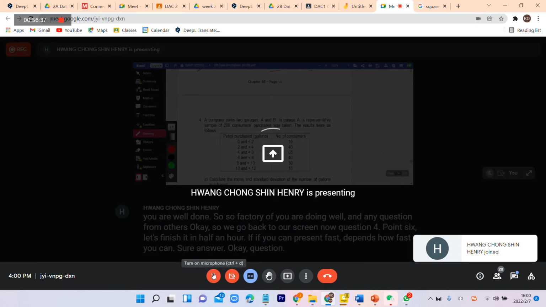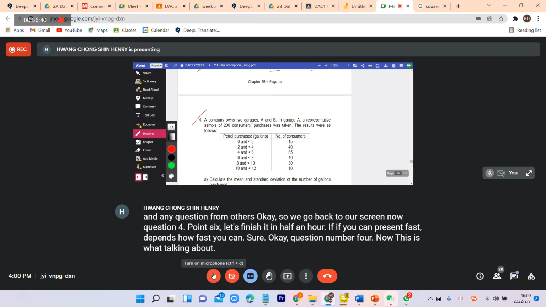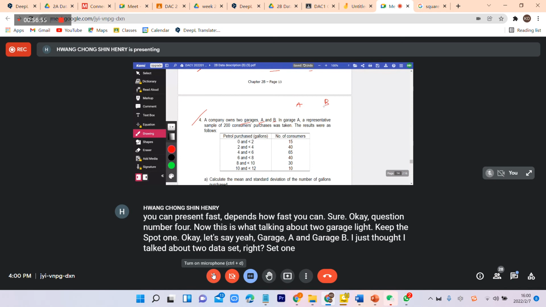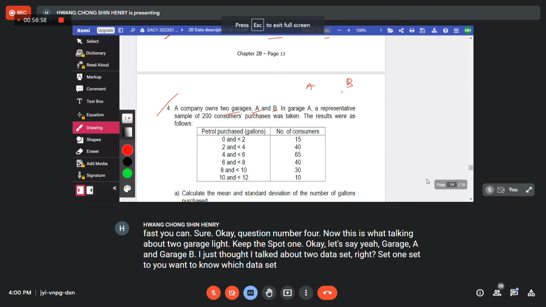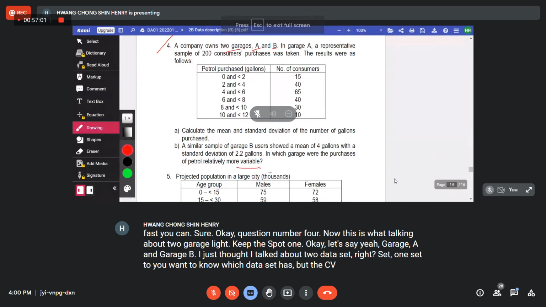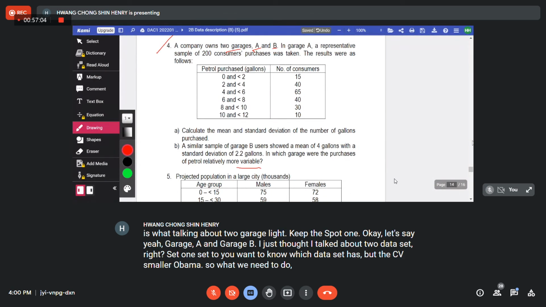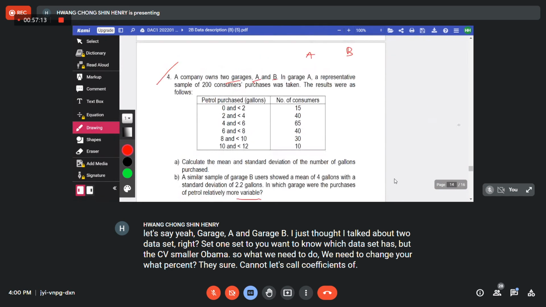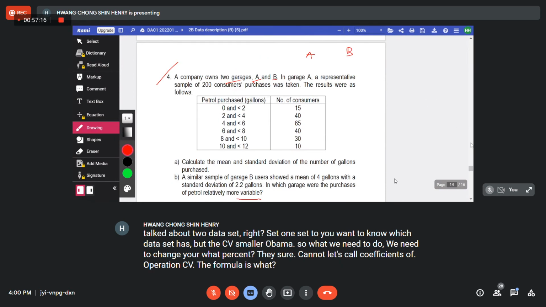Okay. Question number 4. Now, this is talking about 2 garages. Let's say you have garage A and garage B. Like just now I talked about 2 data sets, right? Set 1, set 2. You want to know which data set has better CV, more variable. So what we need to do? We need to change to percentage. That's called coefficient of variation, CV. The formula is standard deviation divided by mean times 100%.